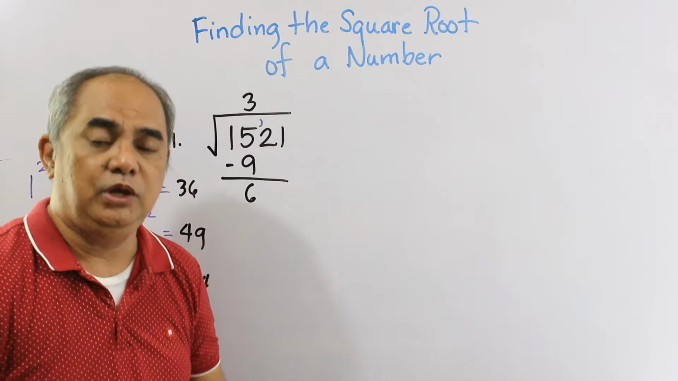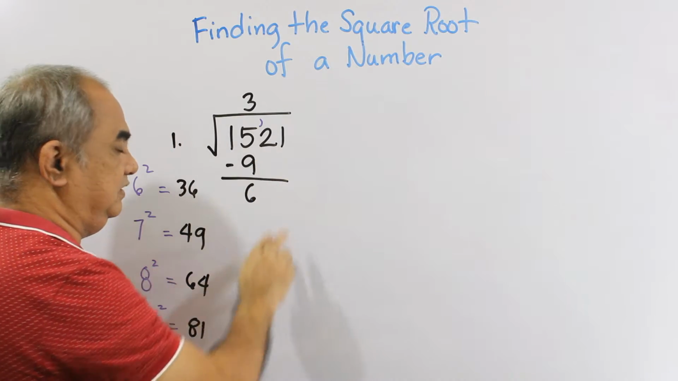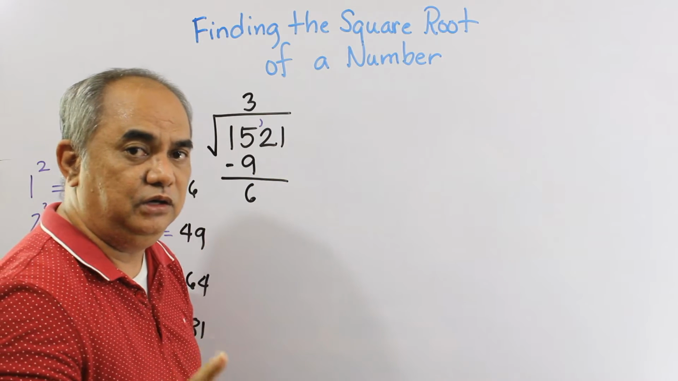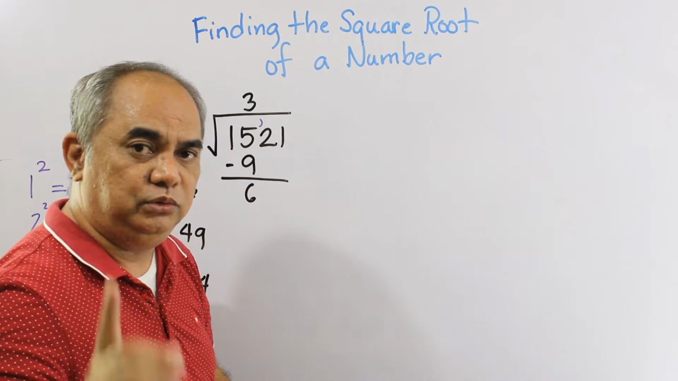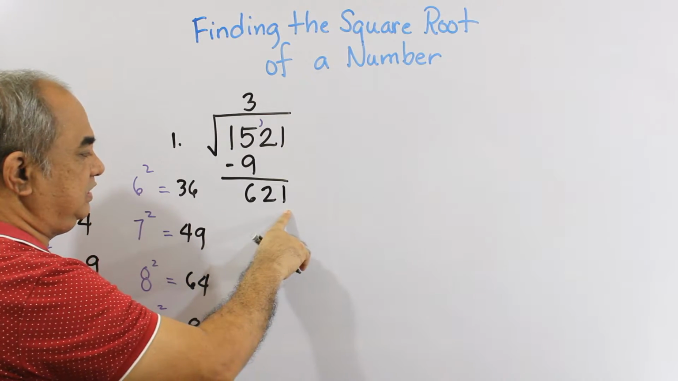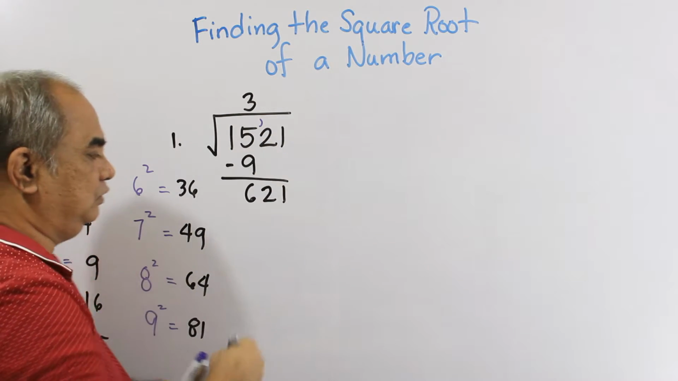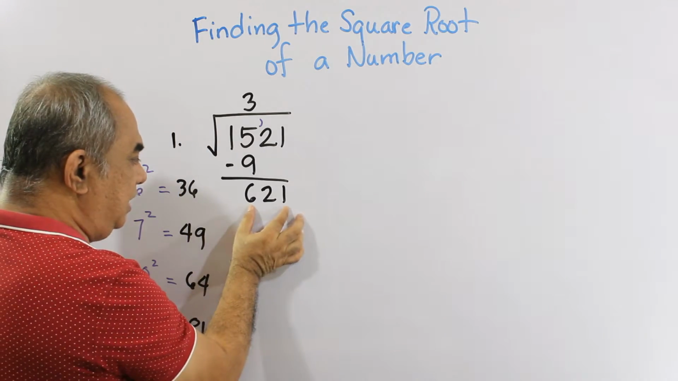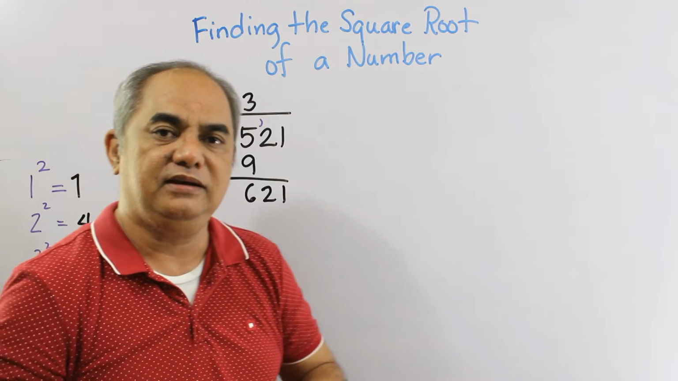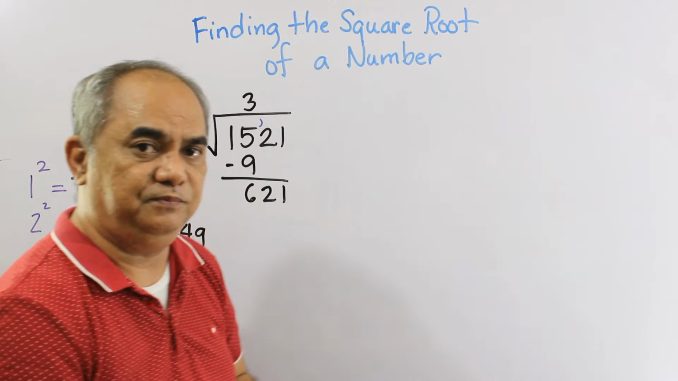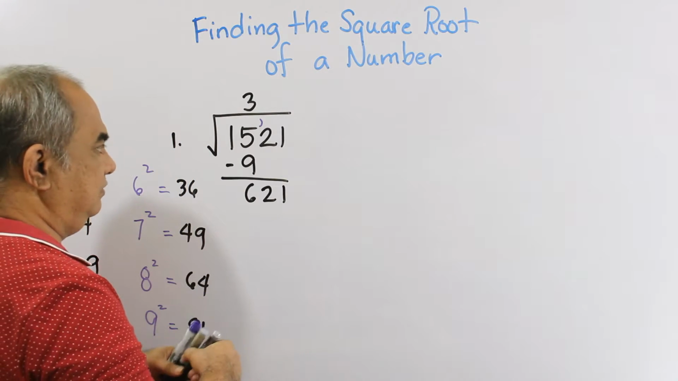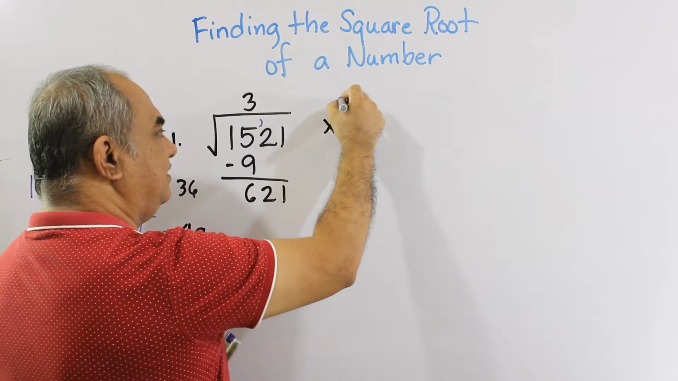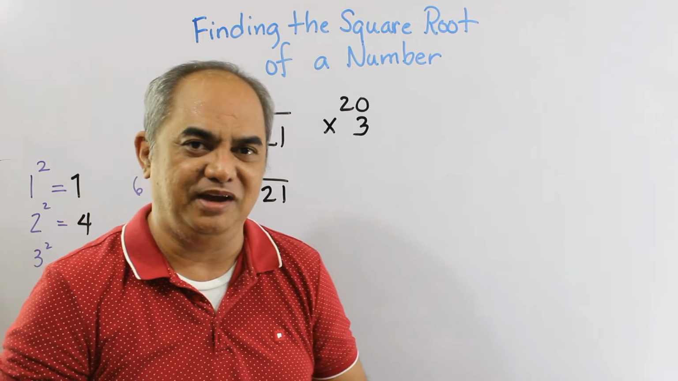And this time, you're going to bring down these 2 digits. Unlike in the division process, where we just bring down 1 digit, here you have to bring down 2 digits right away. Before it was 6, now it's 621 because we brought down the 2 digits. Now, after this, we pause for a while. But remember, this number here will be very critical when we find the final answer. The third step now is this: you write the first number here and always multiply it by 20.